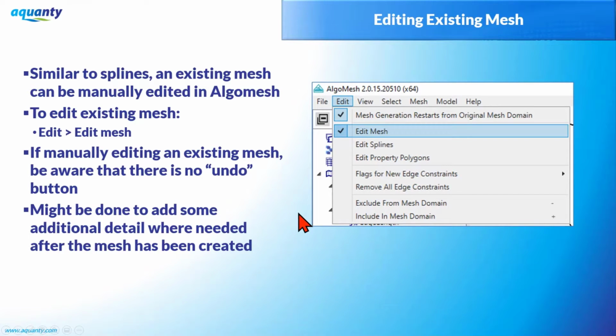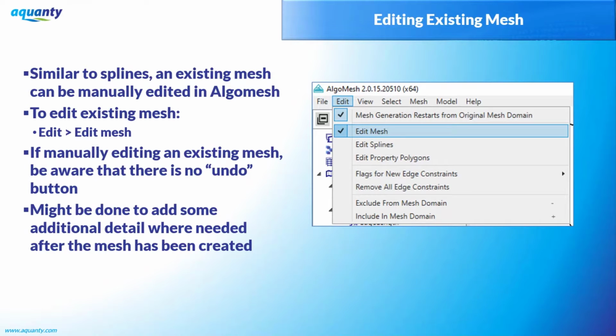Similarly to editing splines, we can also edit the mesh itself. This can be useful if you just need to add, say, a couple of nodes to your mesh. After optimization has been run, you notice it needs a little more information or a little more resolution at some specific spots. You don't have to completely run your optimization again.